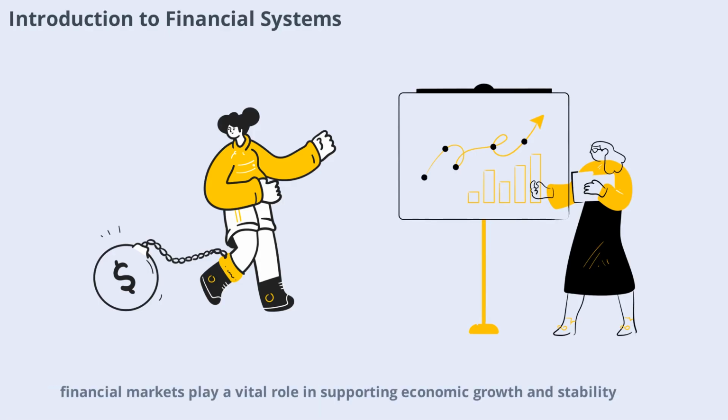In today's world, financial markets play a vital role in supporting economic growth and stability. They serve as platforms where various financial instruments like bonds, shares, and derivatives are traded, ensuring that resources are allocated efficiently and liquidity is maintained for businesses. Whether you're an investor, a student, or simply curious about how economies function, understanding financial markets is essential.